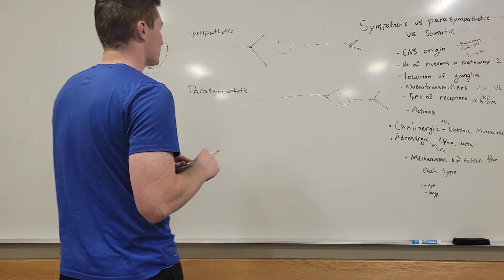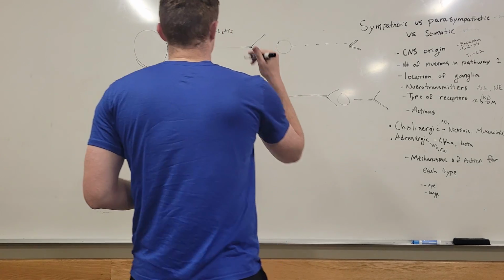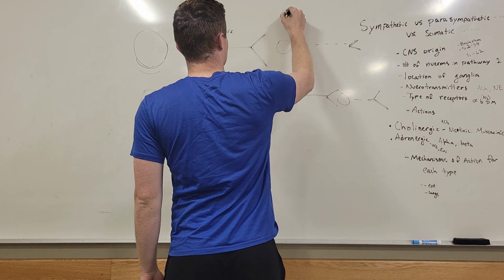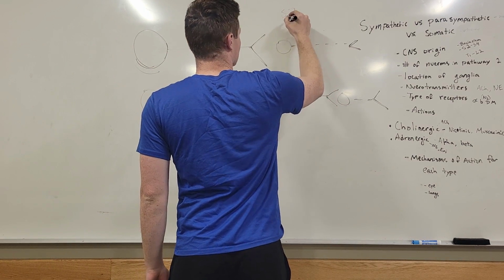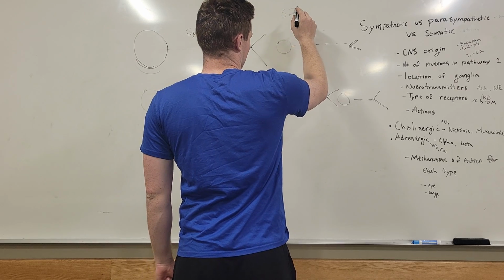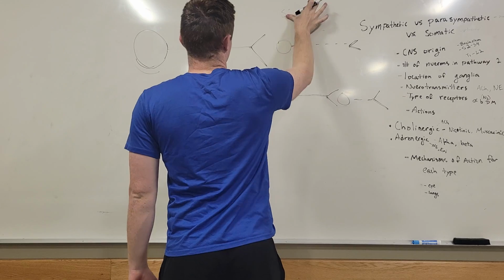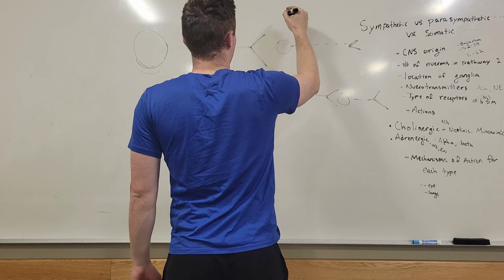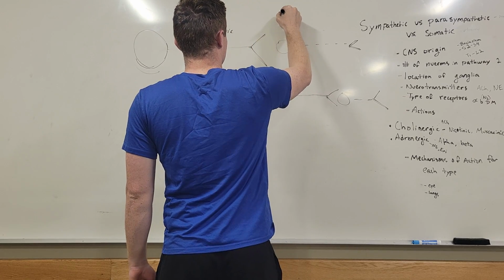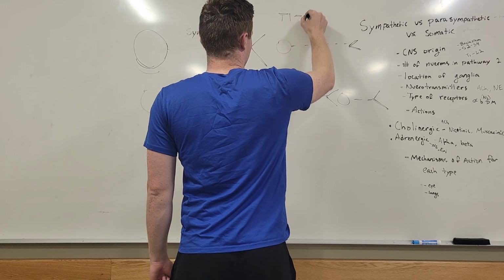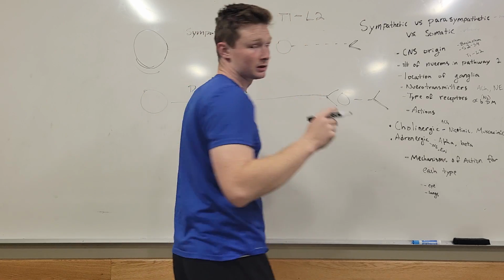So the CNS origin of the sympathetic, let's say we're going from S2 to S4. Oh my goodness, I'm sorry, that's wrong. Sorry, T1 to L2. That's on the spinal cord.